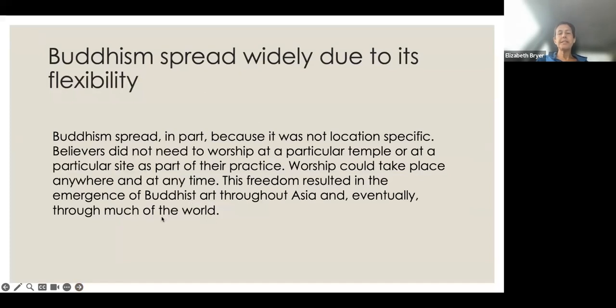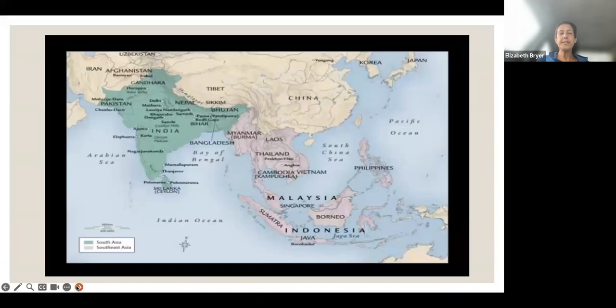Buddhism spread in part because it was not location specific. Believers did not need to worship at a particular temple or site as part of their practice. Bernie Glassman talks about bringing our spirituality home. He talks about how Jewish people practice in the home, and he encourages us to practice Buddhism in the home, so that we don't have to go to a special place to be practicing. Worship could take place anywhere and at any time. This freedom resulted in the emergence of Buddhist art throughout Asia and eventually through much of the world.